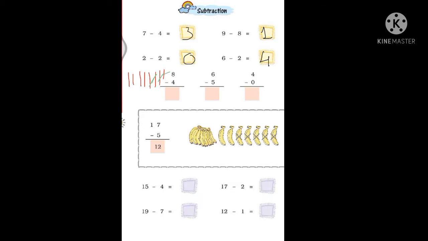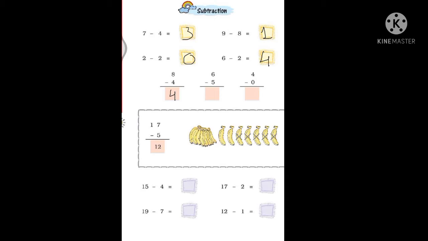Now after cutting 4 sticks, how many are still remaining? So let's count. 1, 2, 3, 4. How many remaining? 4 sticks. So that means if we do 8 minus 4, what answer do we get? 4. So in the 8 and 4 line, in the same line in the box, you have to write down the answer 4.